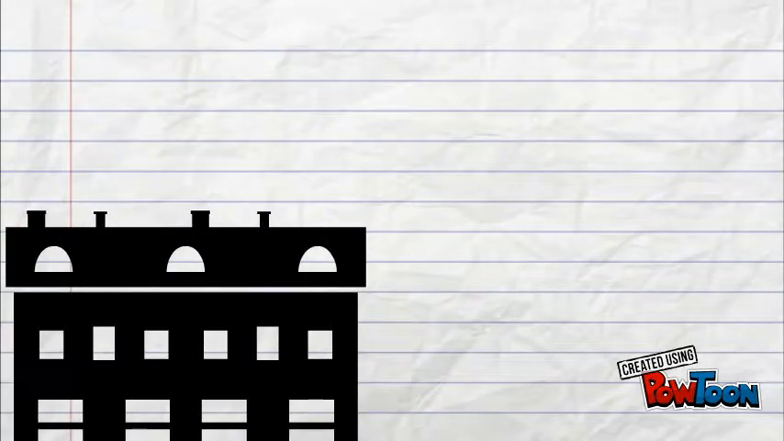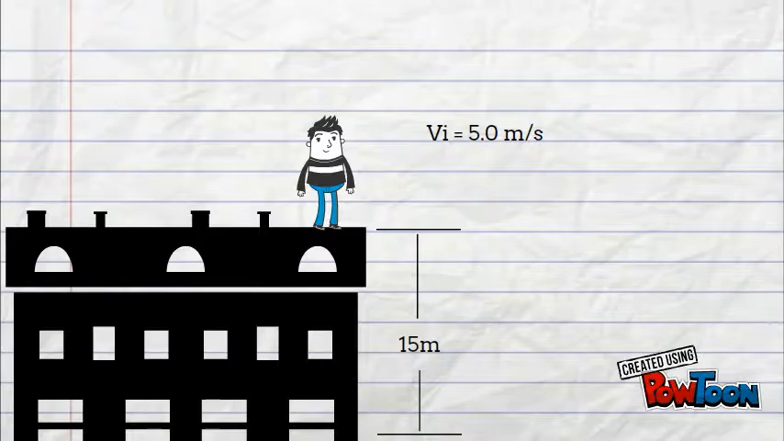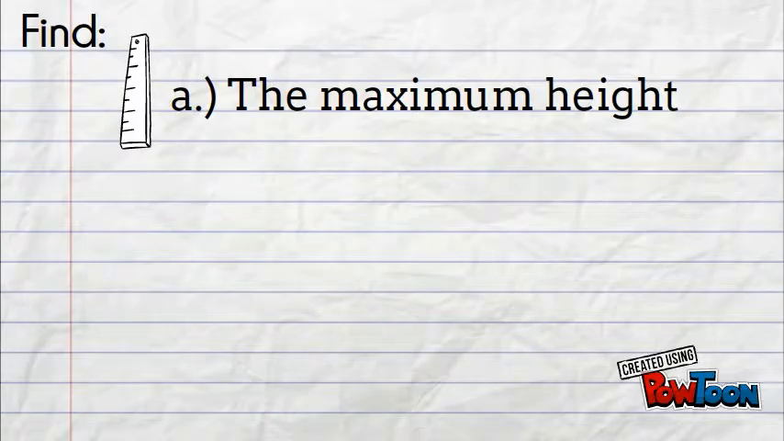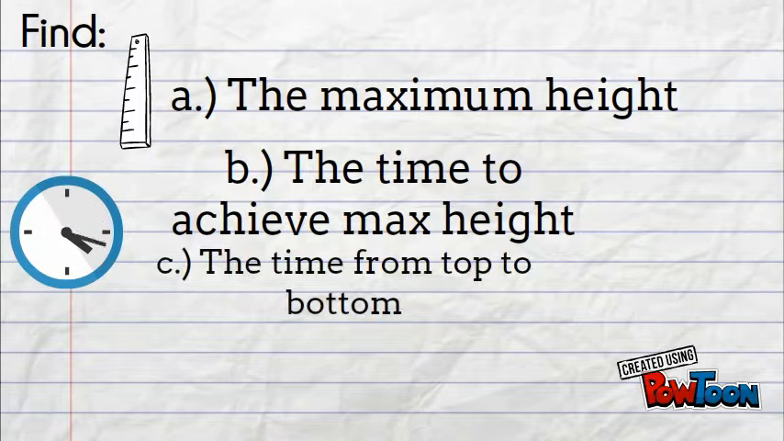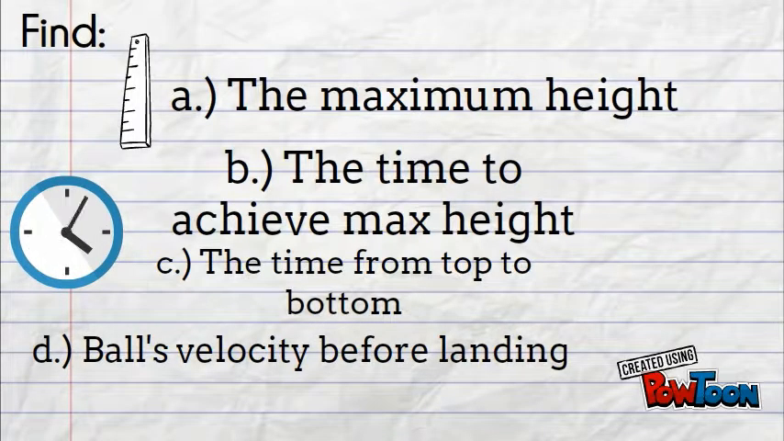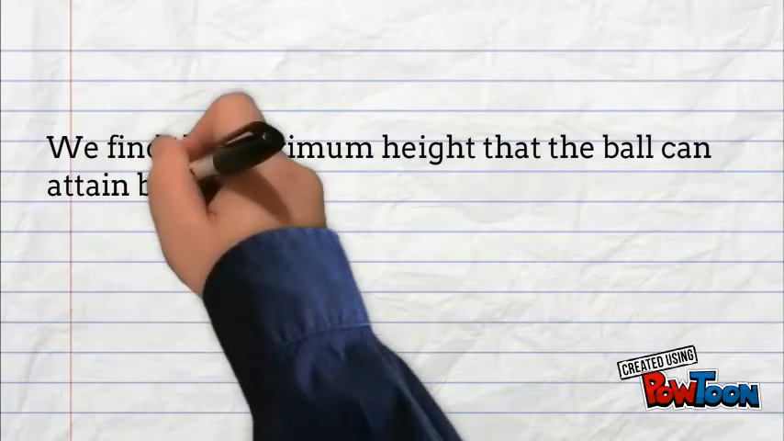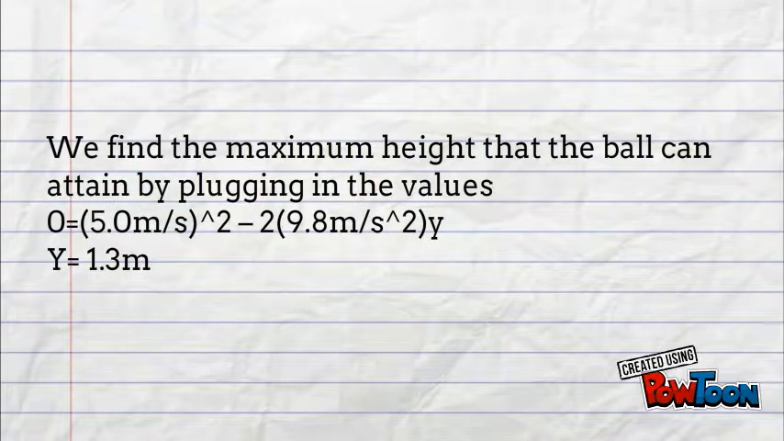Here's an example. You are on top of a building which is 50 meters high and about to throw up a ball with an initial speed of 5 meters per second. Find the maximum height that the ball can attain, the time to achieve maximum height, the time from top to the ground, and the velocity just before touching the ground. Using the third equation and 9.8 meters per second squared for g, we find the maximum height that the ball can attain by plugging in the values.